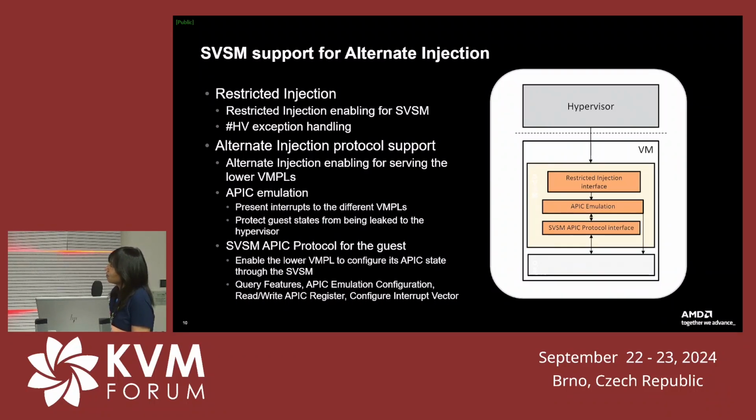Then we also need the APIC emulation, which we'll use to present the interrupt to the lower VMPLs. Also, the APIC emulation will protect the guest state in the guest itself from leaking to the hypervisor. Besides that, we also need the SVSM APIC protocol. It's used for the lower VMPLs to configure their APIC state through the SVSM.